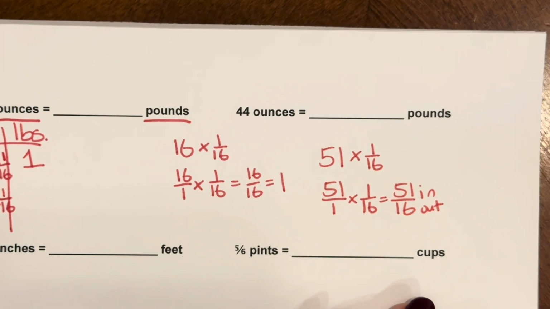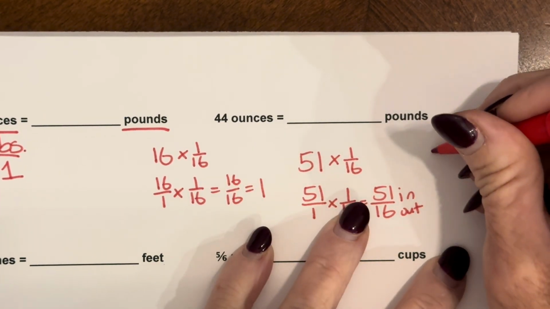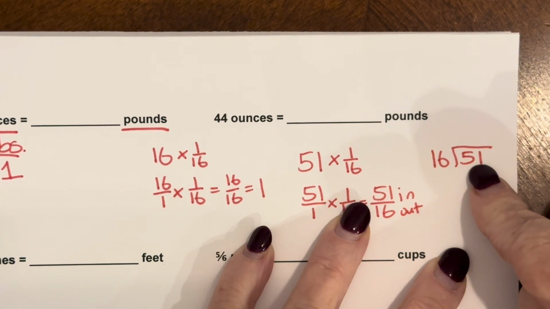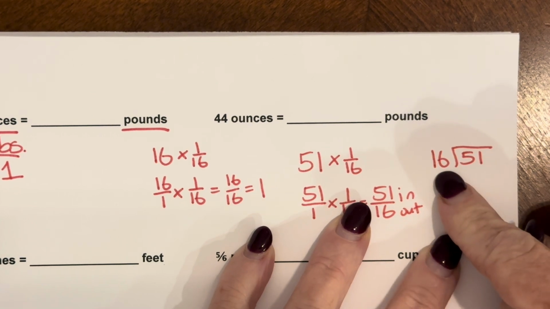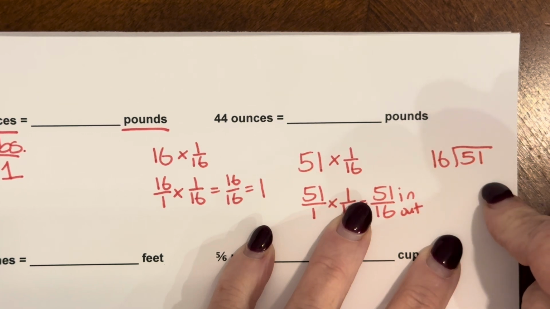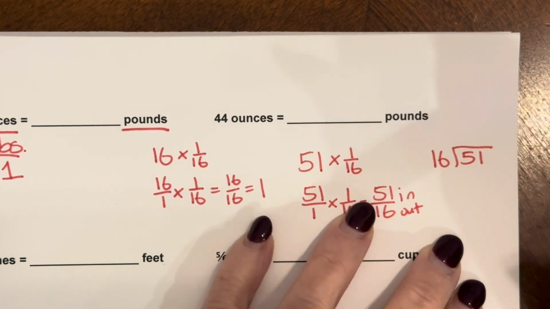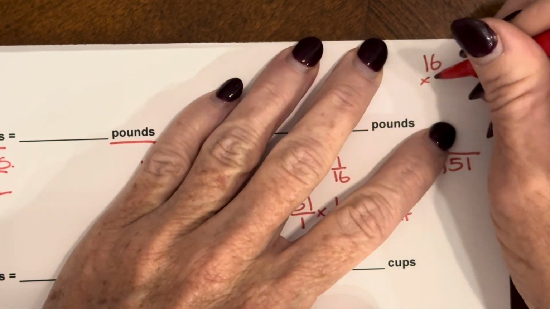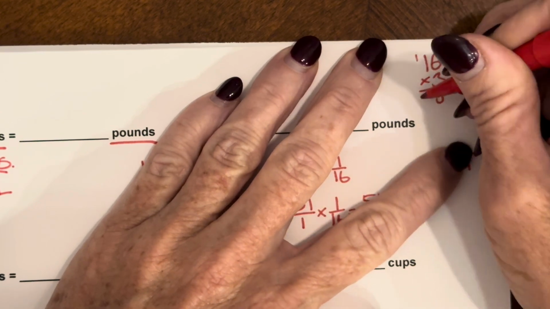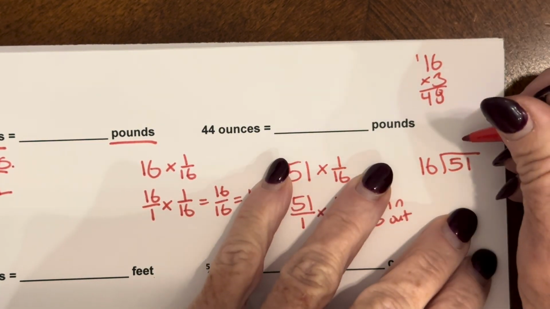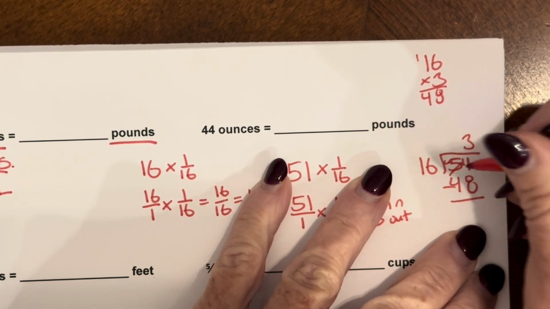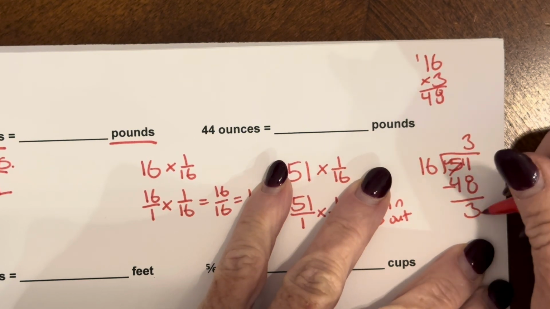So what would I get for that? Well, I could say 16. If I have 51, I can make at least one group of 16. Two groups of 16 would be 32. Three groups of 16, if I can't do that in my head, I might need to figure that out. Here, three groups of 16 would be 48. So I'm not going to be able to make more than that. So three groups of 16 is 48. And I am left with 3 left.